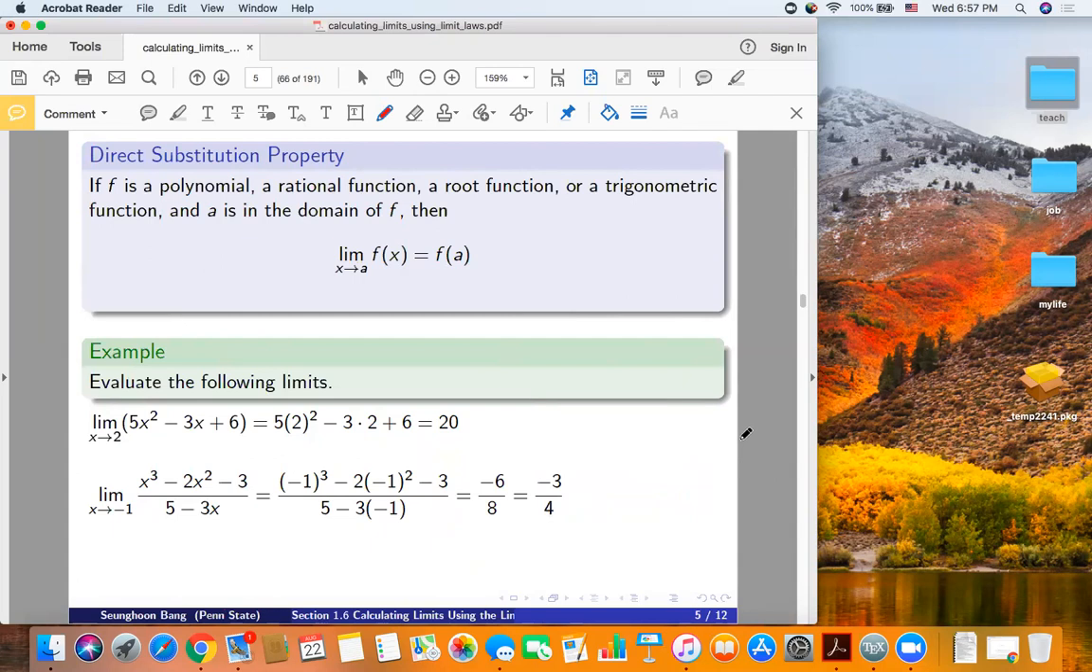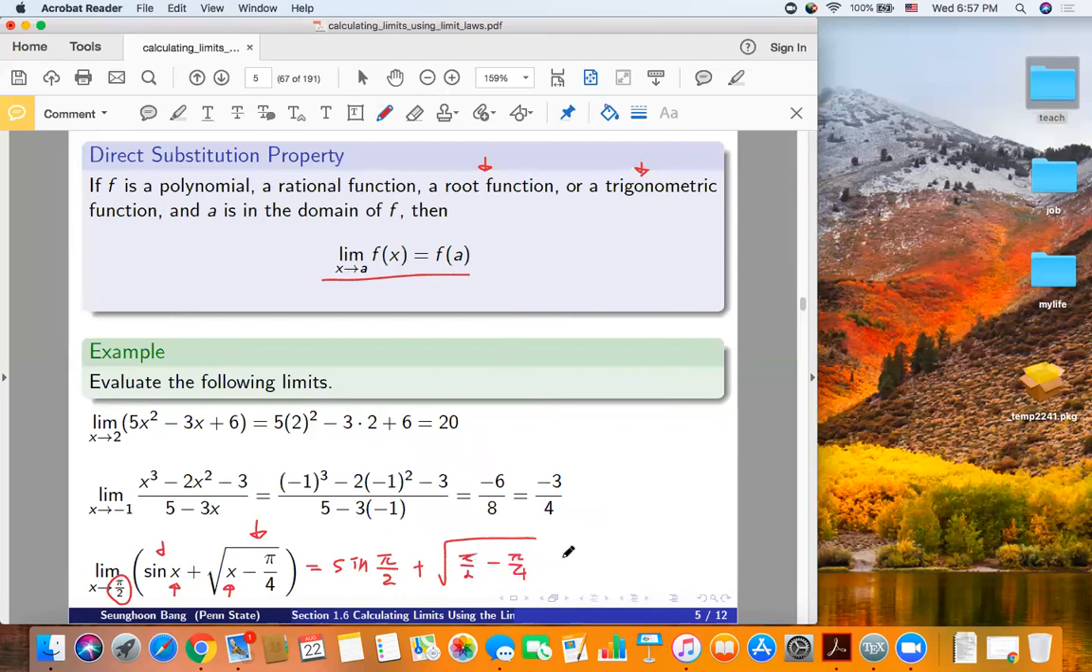So here, sine of x plus the square root of x minus pi over 4 is a trig function plus a root function. You can use the direct substitution property. Same, you plug pi over 2 into x. So the answer is sine of pi over 2 plus square root of pi over 2 minus pi over 4. Do you know sine pi over 2? Could you write your answer? What is sine pi over 2?